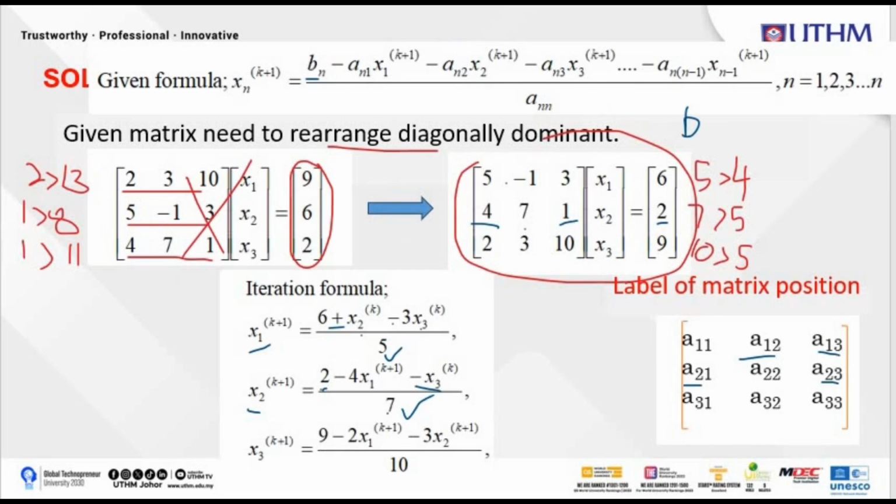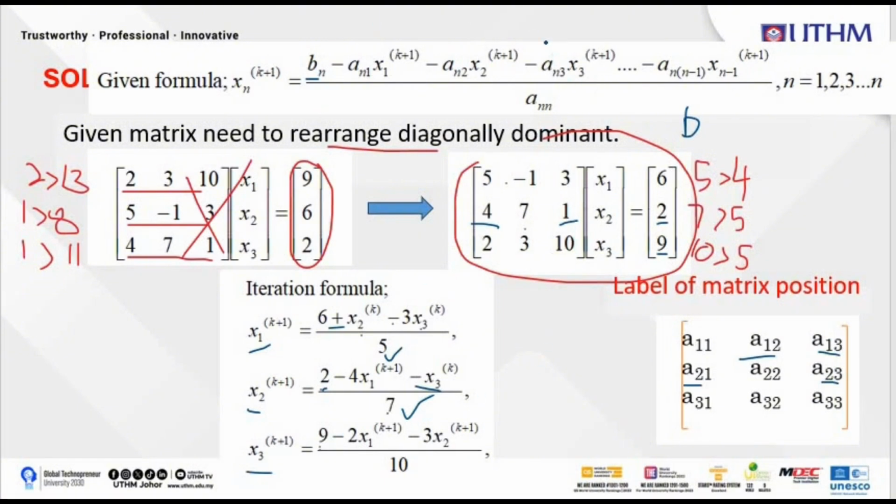Then look at the last one, x3, which is n equal to 3. So it will start with B. B for the third row is 9. So that's why we start with 9. And then look at the formula.